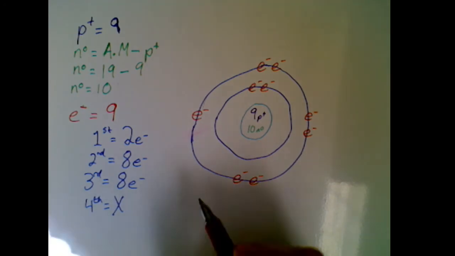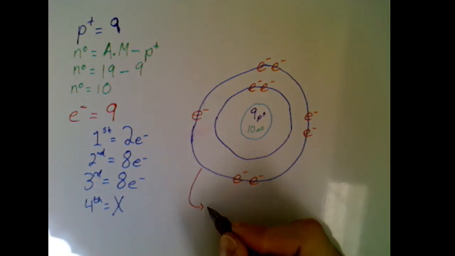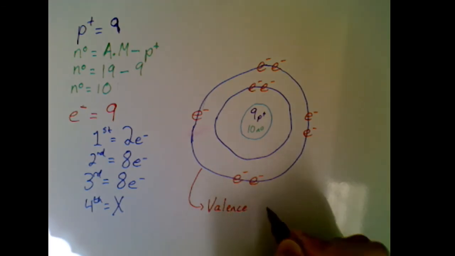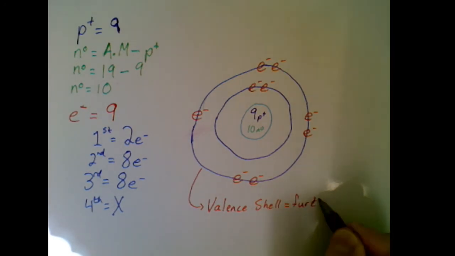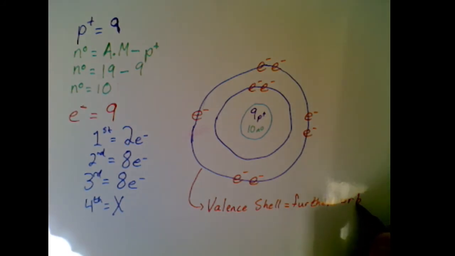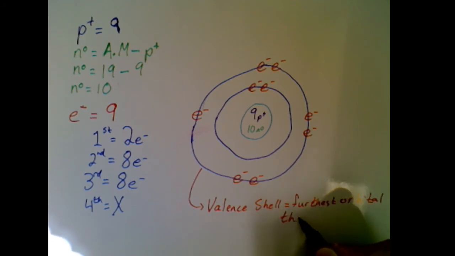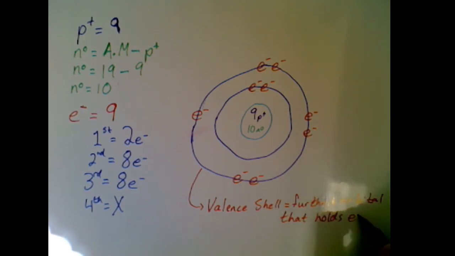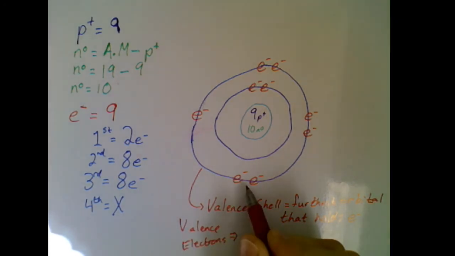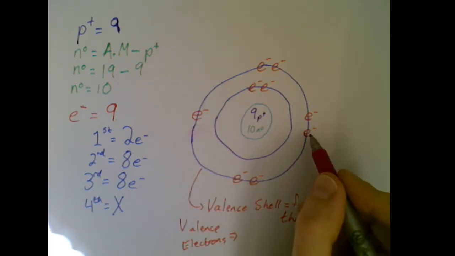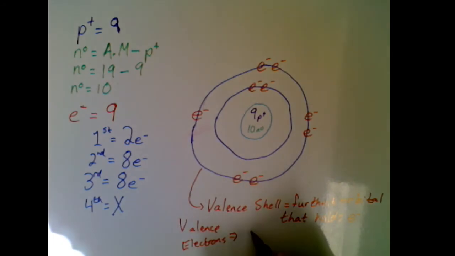Now, there's something else important here, and that is this outside orbital. The outside orbital is called the valence shell, and it is the furthest outside orbital that holds electrons. So if we wanted to talk about how many valence electrons were found in this atom of fluorine, it has 1, 2, 3, 4, 5, 6, 7 valence electrons. So even though it has 9 electrons in total, it only has 7 valence electrons.